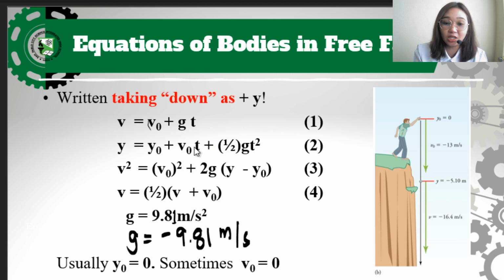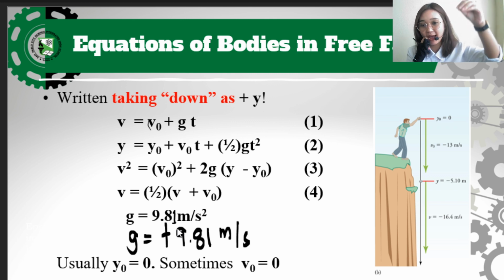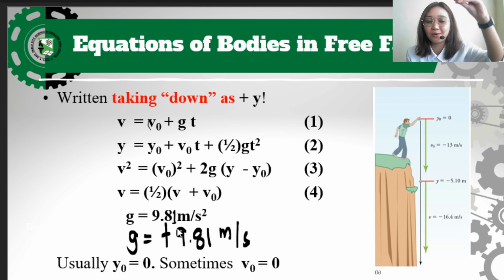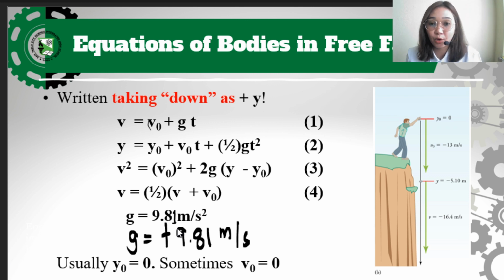So, dito, hindi nyo na po kailangan siyang i-negate. Kasi tinanggal na nga natin siya. So, ang gagamitin nyo na po dito, kapag ang object mo ay pababa. Okay? Kapag ang object mo ay nag-start ka sa taas, solely pababa lang siya, positive 9.81. So, para hindi na po tayo malito kung kailan nyo siya ini-negative, kailan nyo siya ipa-positive.